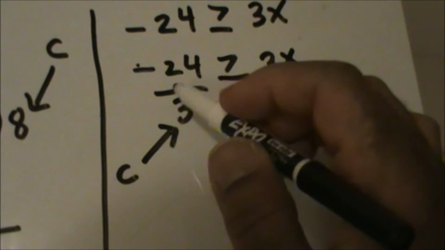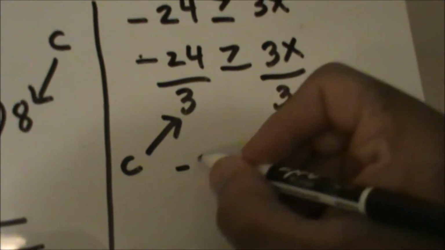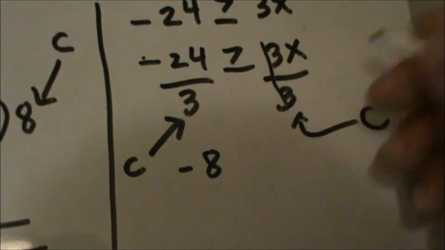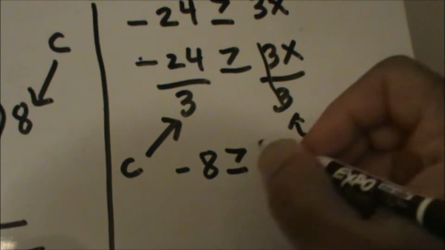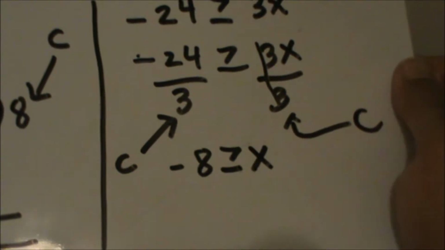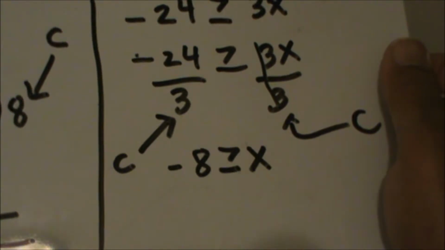All right, so negative 24 divided by 3 will give you negative 8. And then 3 over 3 will give you 1. It cancels. So you have negative 8 is greater than or equal to x.